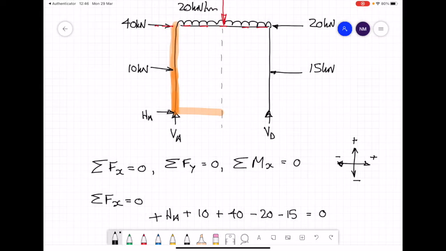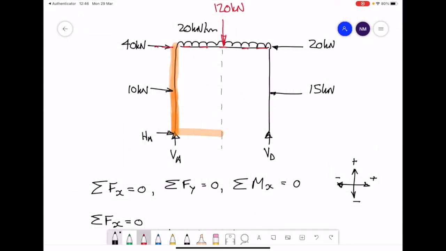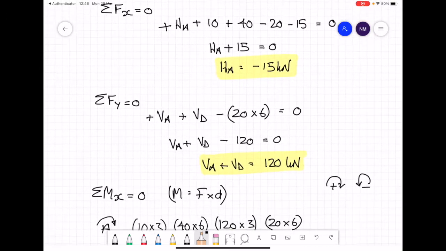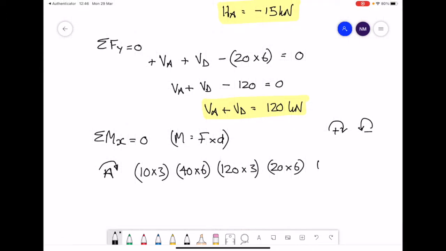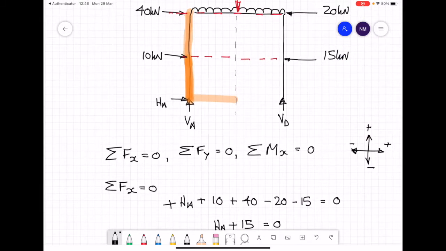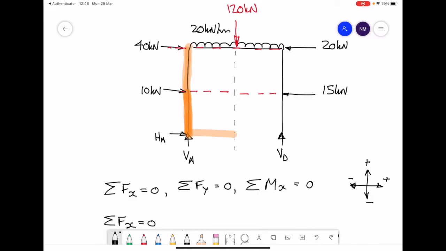Next force, 15 kilonewtons. Take that force, carry the line of action across, and we're looking for the perpendicular distance relative to point A. You can see from point A we'll go up a distance of 3 meters. Then finally, the last force to produce a moment is the force VD, and the distance relative to point A will be 6 meters across.